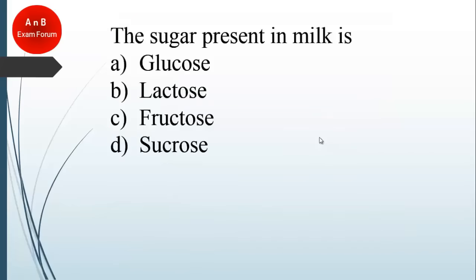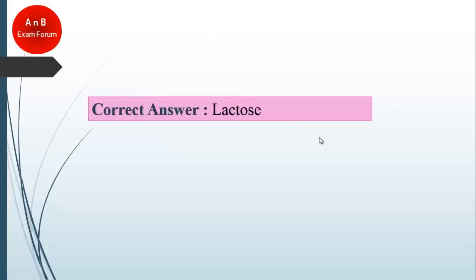Coming to the next question, sugar present in milk is called what? All these options are some type of sugar, but what is the sugar present in milk? Student, anybody want to answer this question? Yes, you are right. The correct answer is lactose. Remember, lactose is the sugar which is present in your milk.